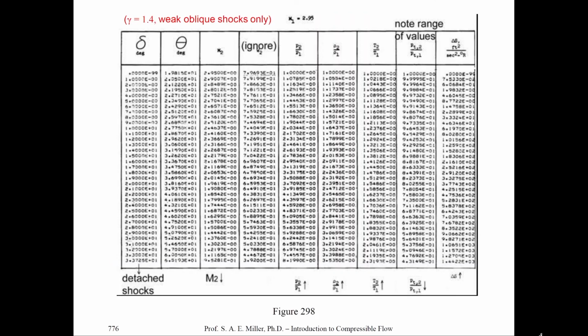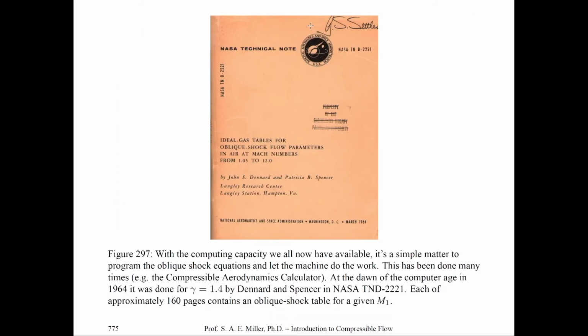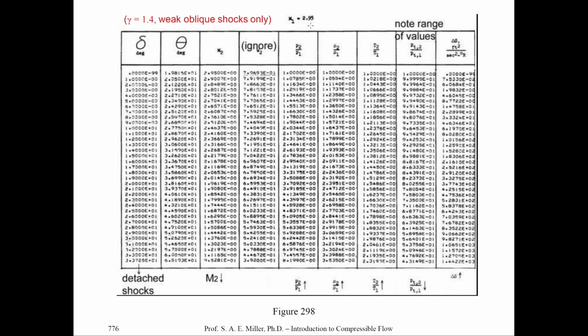Let's look at the particular tables, which we haven't yet, for the theta, beta, Mach number equations and oblique shocks. This value is indeed for gamma 1.4, and they're tabulated for Mach number. So at the top of the table, you'll see M1 equals 2.95. The particular Ames tables, for instance, will have many pages of these particular charts and tables for given M1 and gamma. And this is for very weak or weak shocks only.